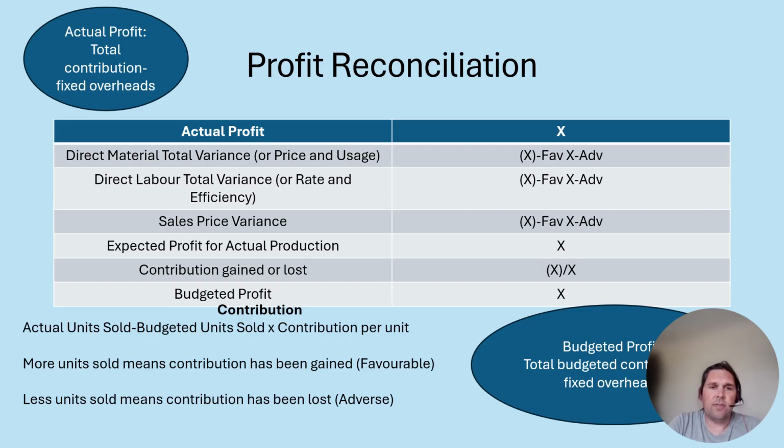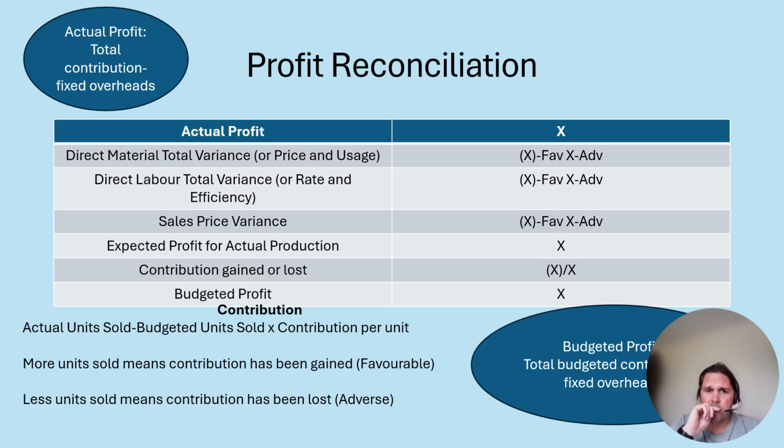So what we have is our direct material, that's saying total, but you could have the price and usage, labour, you could have the rate and efficiency. Because we're going from actual to budgeted, a favourable variance would reduce the budgeted profit because we've made more profit than we budgeted for, so we'd take it away. And an adverse would mean that our budgeted profit would be higher than actual. We'd add it back. Sometimes we prefer to do the budgeted to actual. Like I say, it doesn't matter if it's sales or material, labour, whatever, it would be the same.